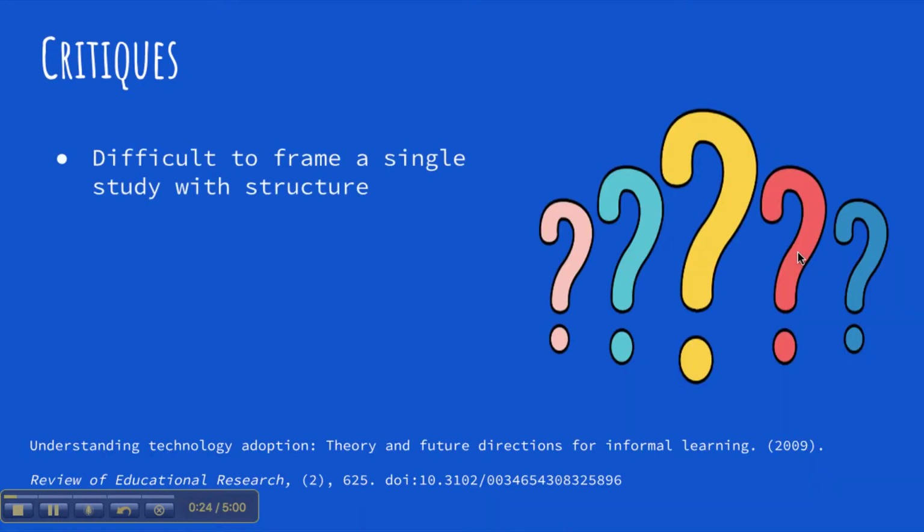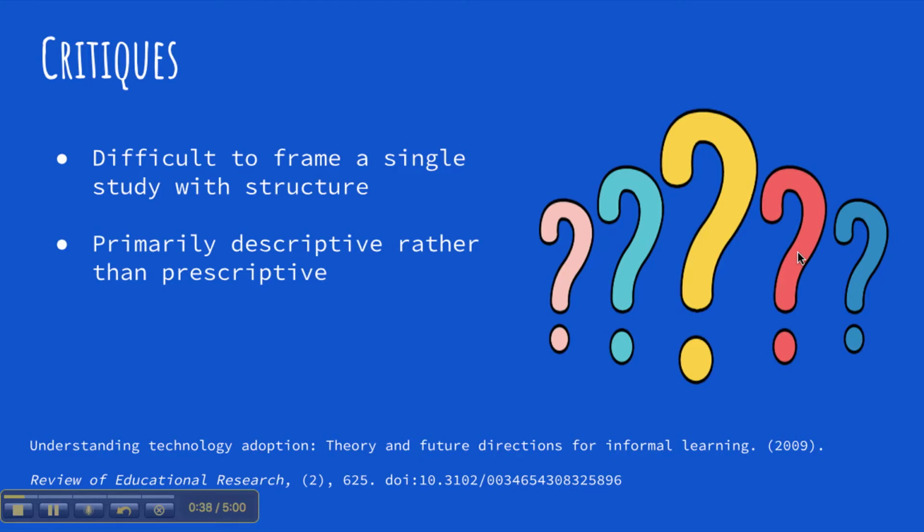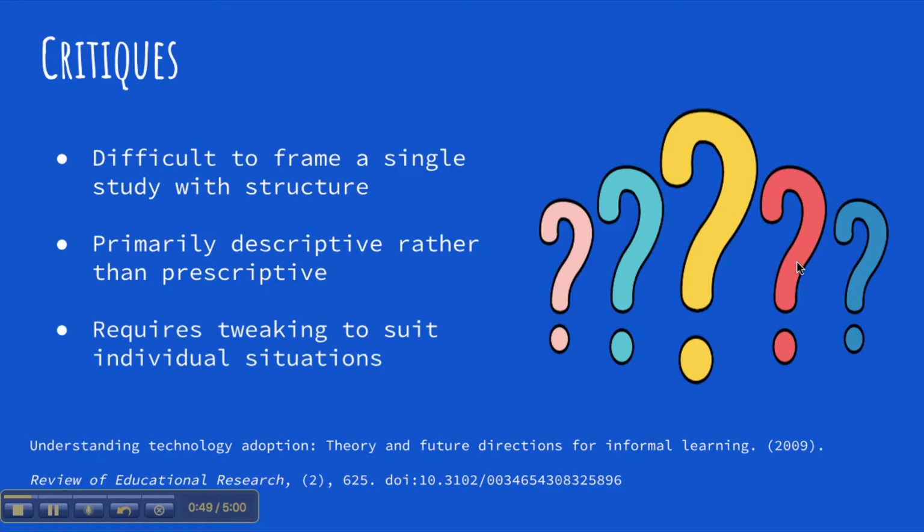Critiques. According to Scroll, the diffusion of innovation theory provides a framework, but the breadth and depth of the theory makes it difficult to frame a single study with a structure. Being that it's primarily descriptive rather than prescriptive, it doesn't tell how to facilitate adoption, but rather why adoption occurs. Because this theory can be used in various situations, it may require tweaking to suit individual situations.